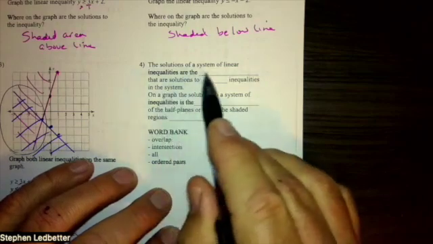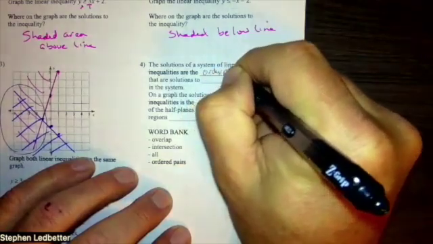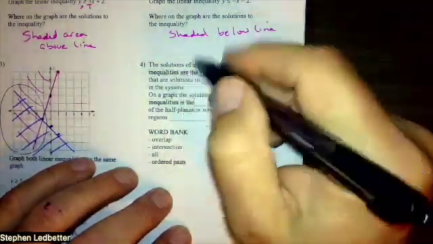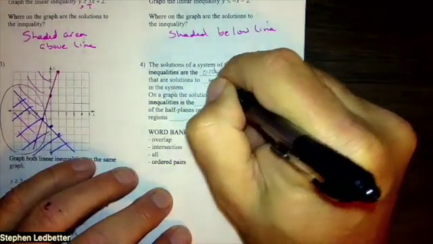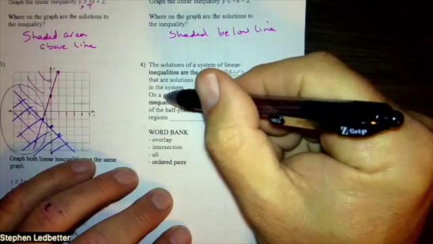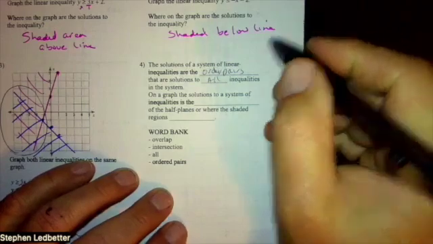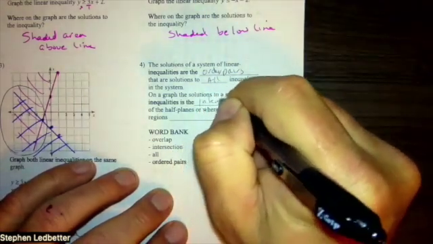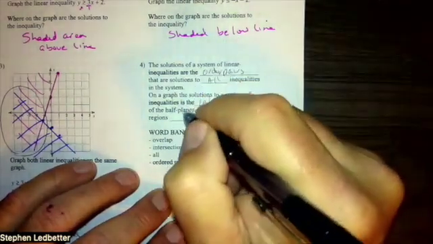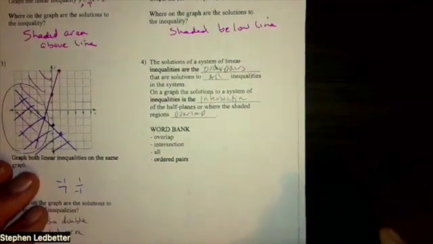It says the solution of a system of linear inequalities are the ordered pairs that are solutions to all inequalities in the system. On a graph, the solution to a system of inequalities is the intersection of the planes that overlap. All right, that's how that works.